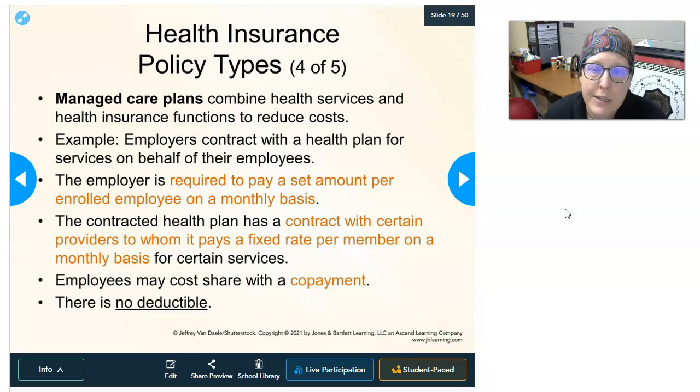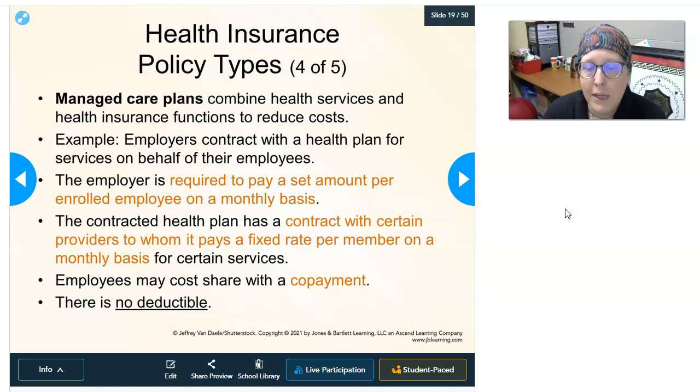The managed care plans combine health services and health insurance functions to reduce costs. So employers can contract with a health plan for services on the behalf of their employees. The employer is required to pay a set amount per enrolled employee on a monthly basis, and it's usually to a certain managed care system, and if you want to have the benefits, you have to use the people that are contracted with a managed care organization. So again, the contracted health plan has a contract with certain providers to whom it pays that fixed rate per member on a monthly basis. So it's a per member per month for certain services, to cover services that are covered by the plan.